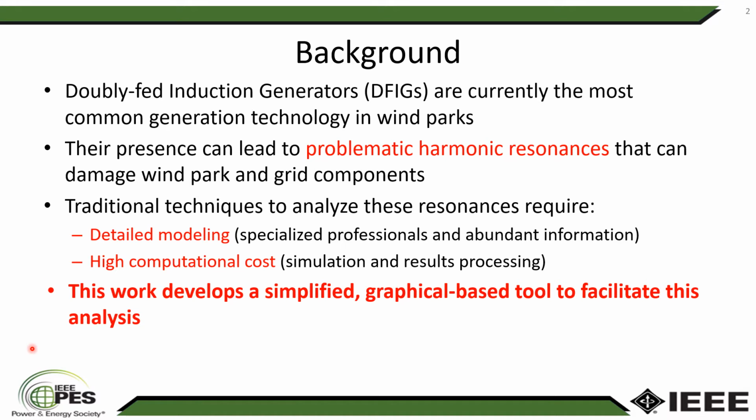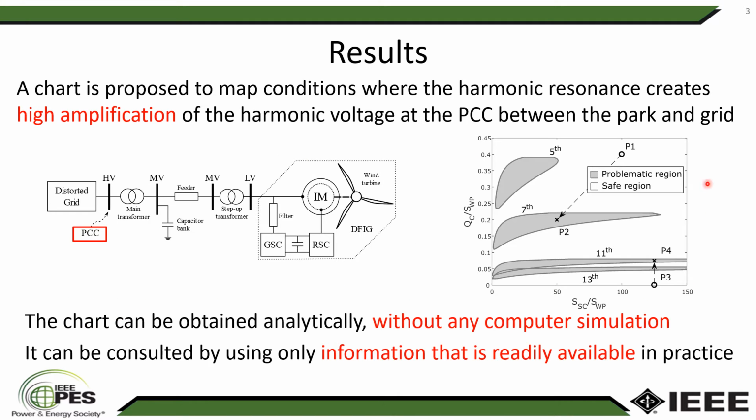So our approach here is to try to develop a simplified method that can help engineers have an initial idea on whether there is a risk of resonance in the park or not, based only on analyzing a figure, a graphic. So here is the graphic that we propose. The idea is for engineers to analyze if the wind park operating condition is in these gray regions, which are problematic regions, or outside of them in the white area, which is a safe region.